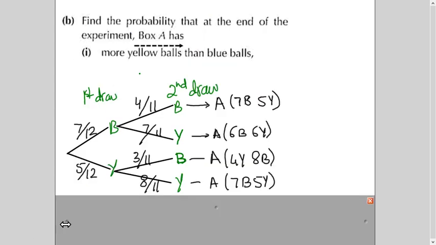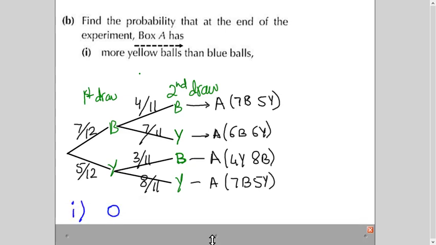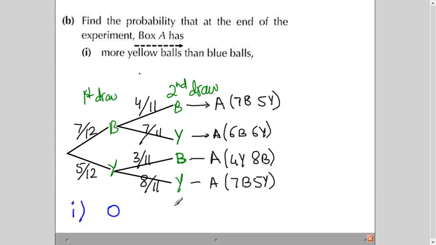Okay, the first question was, at the end of the experiment, box A has more yellow balls than blue balls. Is there any situation where yellow is more than blue? If you see here, no, no, no, no. So there is no such situation in the experiment when yellow will be more in numbers. So we will write the answer is 0, right?